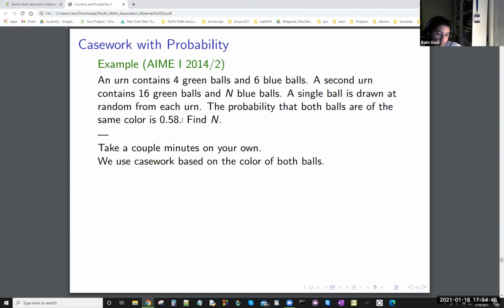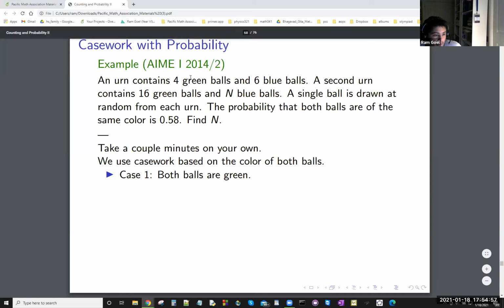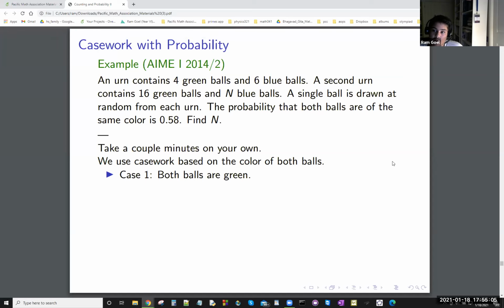So we do casework based on the color of both balls, given that they're the same. Case 1, both balls are green. Well, we want to find the probability that this case happens. So the probability that the first ball is green is 4/10, because the first bowl has 4 green and 6 blue, so it has 4 green and a total of 10. So the probability that we draw a single green ball is 4/10. There's 10 balls, 4 of them are green.